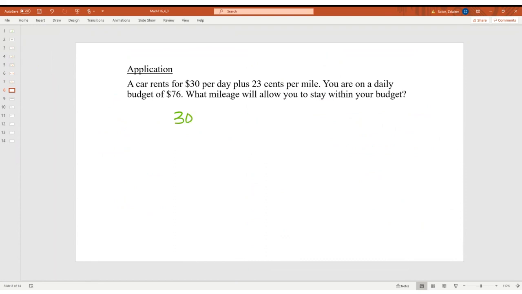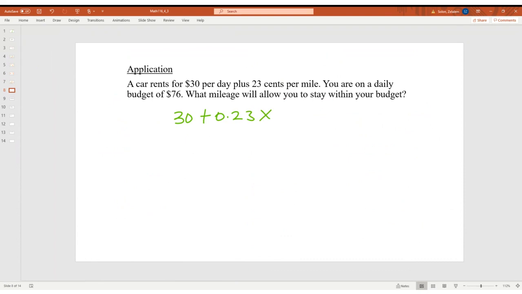And in addition, plus 23 cents per mile. So each mile you drive will cost you 23 cents. Let's say we don't know the mileage, so the mileage will be X, the unknown. So 23 cents times X amount of mileage will give you additional cost.